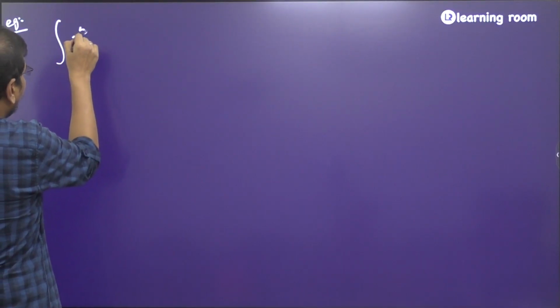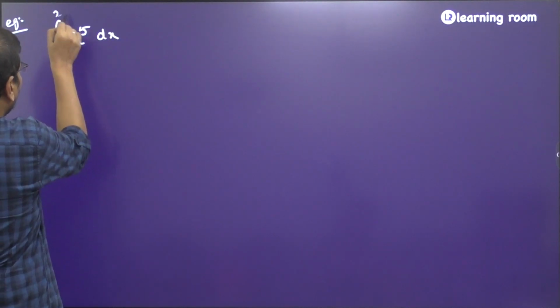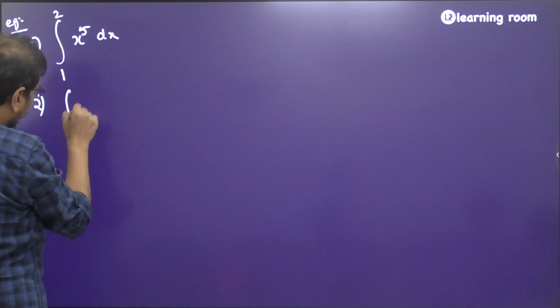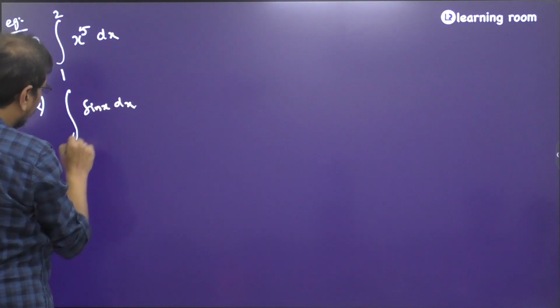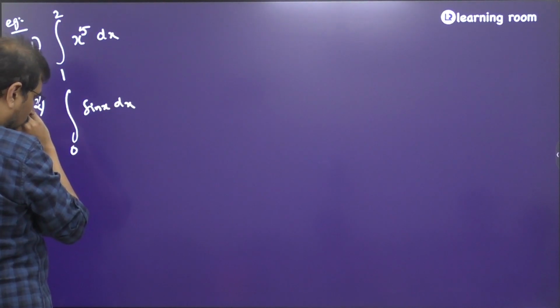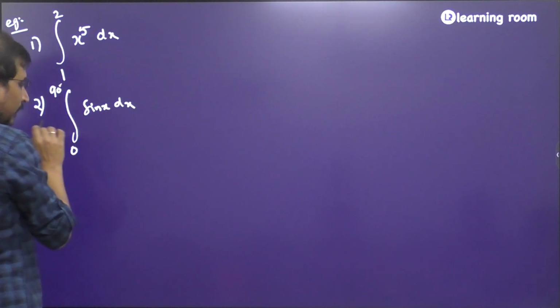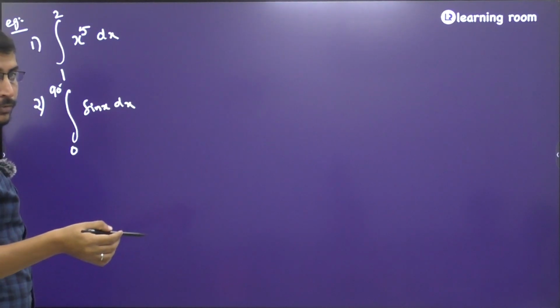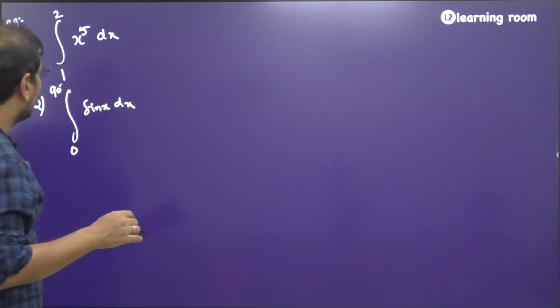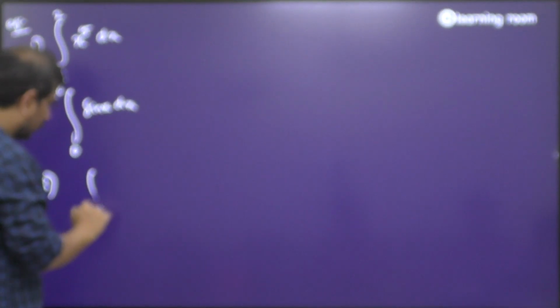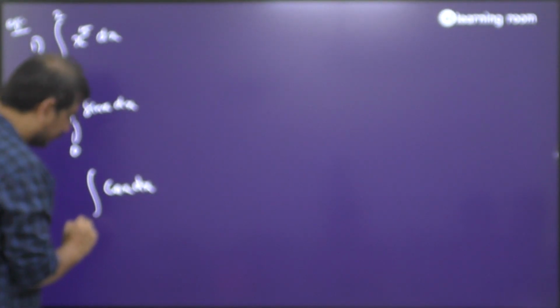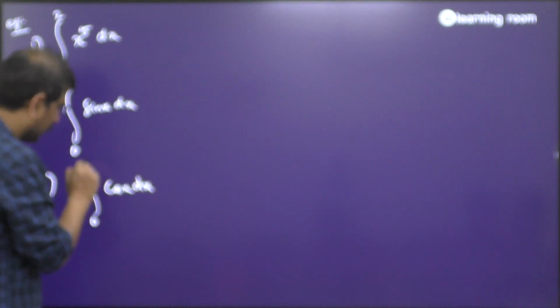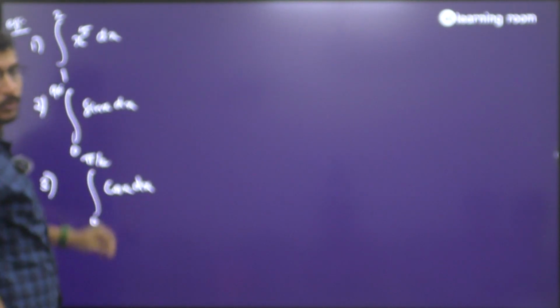Find the integral of x power 5 dx between 1 to 2. Find the integral of sin x dx between 0 to, as of now I am writing it as 90 degrees, but you should write it in terms of radians. It's pi by 2. Did you learn about radians also? Yes, sir. Then it's fine, I'll write it as pi by 2 itself.